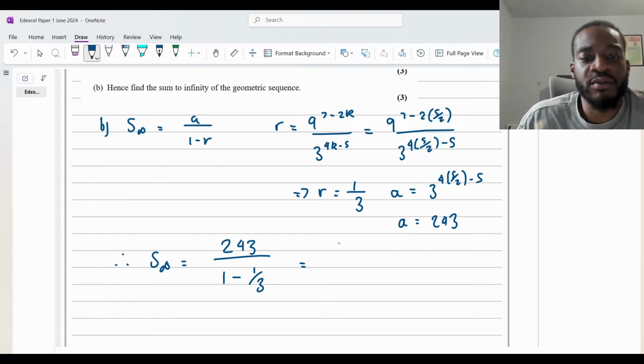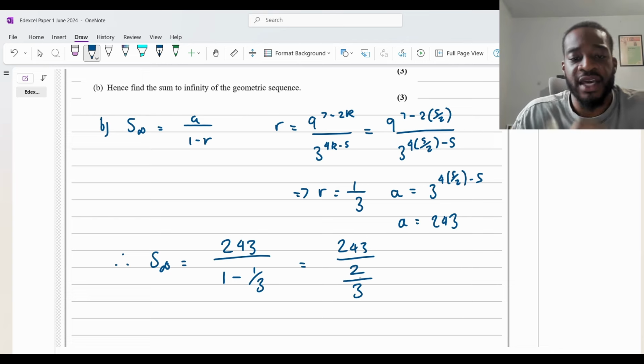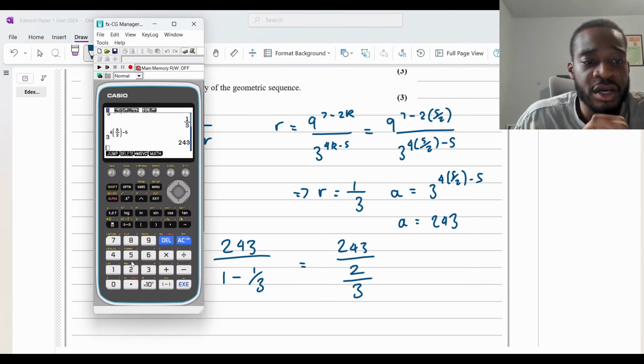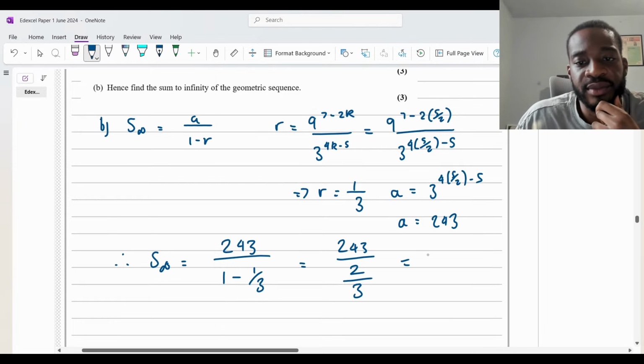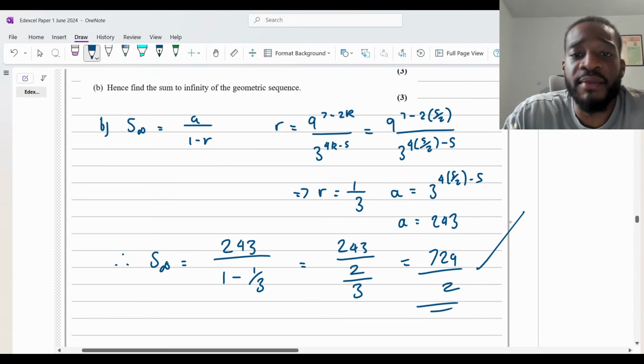Which is equal to 243 over 2/3. Is that correct? 3 over 3, yeah, 2/3. Times that by 3 divided by 2. I don't know what that is, so I'm going to put it in the calculator. So it's going to be 243 divided by, and then 2/3, like that. That is 729 divided by 2. And that is your answer for part B.